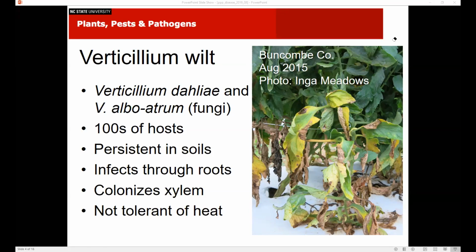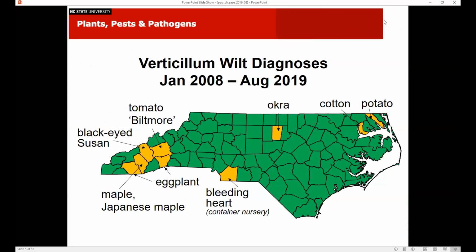So why did I mention this about the heat? Let's see. So I looked at our diagnoses that we have in the database, some of them that we did here and some of them that Inga Meadow did and was kind enough to put into the database so we'd have the data there. If you'll notice, most of them are actually in the mountains.